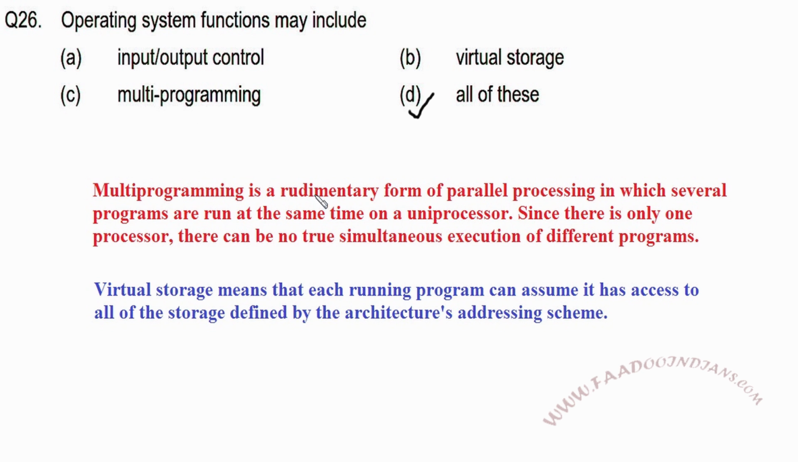Multi-programming is a form of parallel processing in which several programs are run at the same time on a uniprocessor. That is, single processor, but multiple programs are running. Since there is only one processor, there can be no true simultaneous execution of different programs. Now, virtual storage means that each running program can assume it has access to all the storage defined by the architecture's addressing scheme. This is virtual storage.